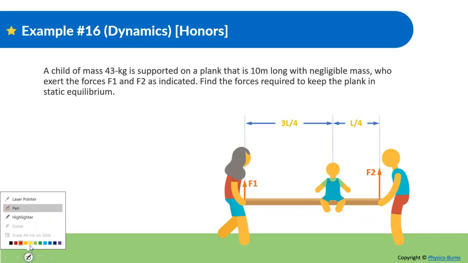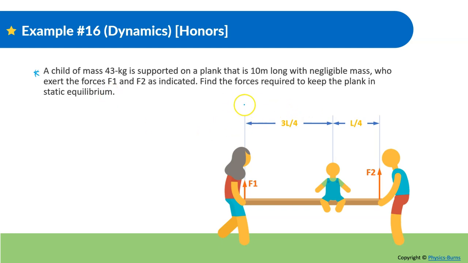Alright, so let's look at this example number 16. A child of mass 43 kilograms is supported on a plank that is 10 meters long with negligible mass. So two people exert the forces F1 and F2 as indicated. Find the forces required to keep the plank in static equilibrium. Okay, so let's write some things down. 10 meters, so this is going to be 7.5 meters, and this is going to be 2.5 meters. This little baby here is 43 kilograms, so force of gravity is equal to 430 newtons.